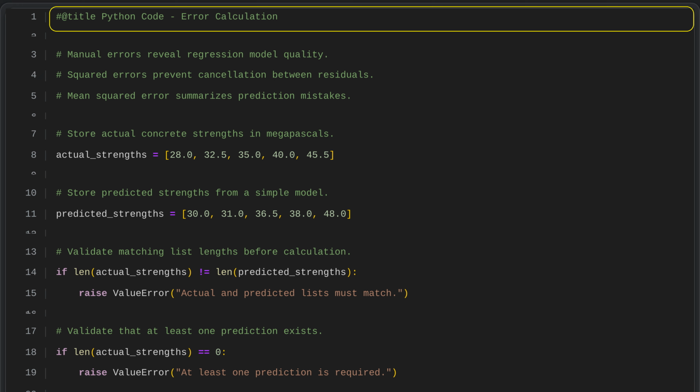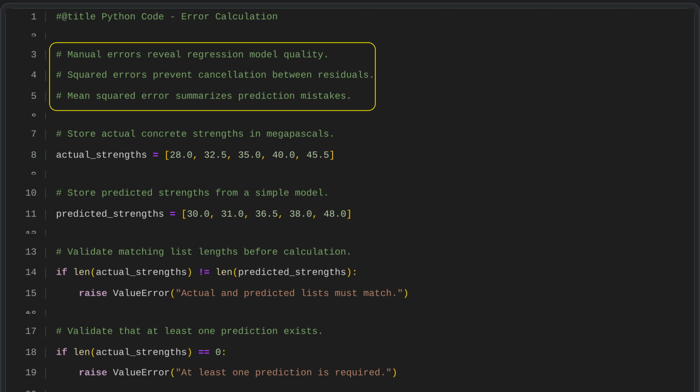Python code. Error calculation. Regression model quality can be judged by its prediction errors. Squaring the errors keeps positive and negative residuals from canceling out, and the mean squared error gives a single summary of how large the model's mistakes are.